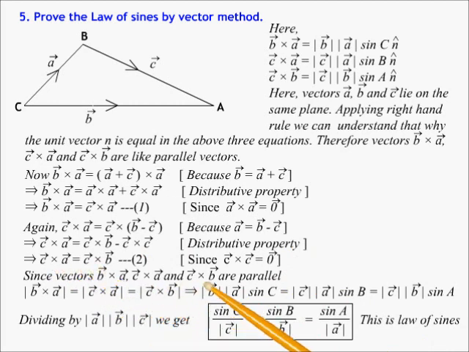So these three vectors are equal. So we get this. When we divide each of these by mod a, mod b, mod c, we get the law of sines formula.